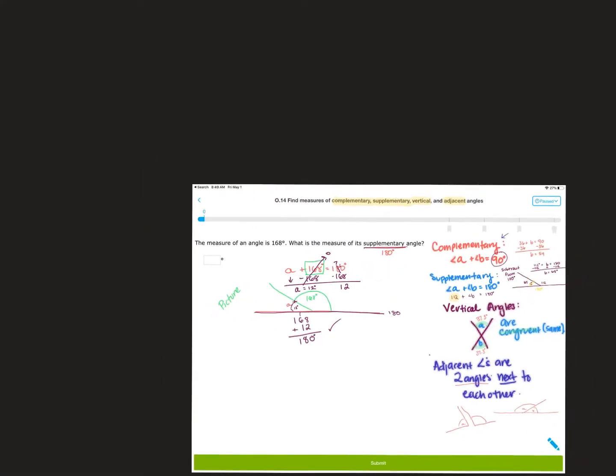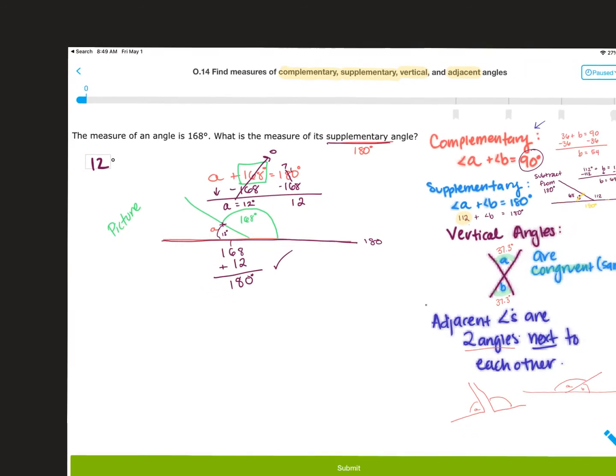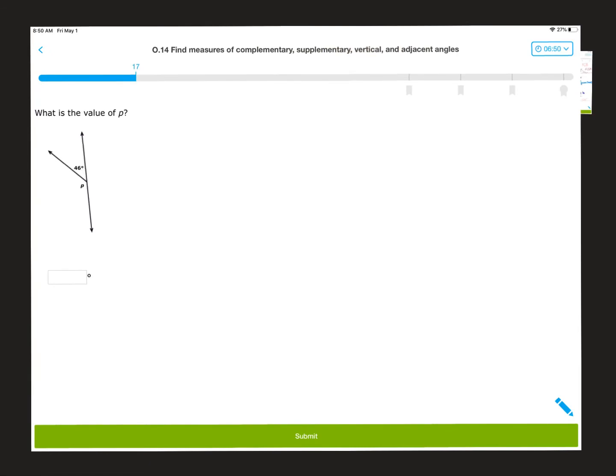So then here you would go into your account on IXL and you would type in 12. Feel free to pause at any time. So that's the same thing for any problem that looks like this. That says supplementary, you're setting an equation equal to 180. Now for complementary, you're setting an equation to 90 degrees. All right, let's move on to the next one. Okay, so since we just got done with supplementary, angles that add up to 180.